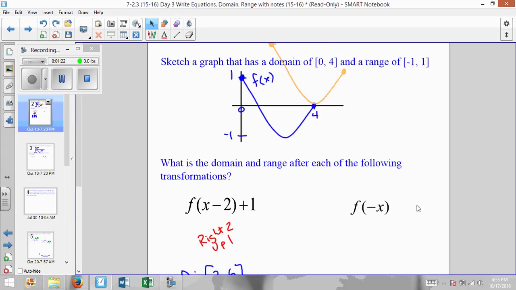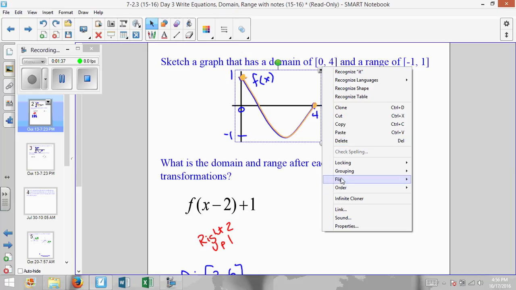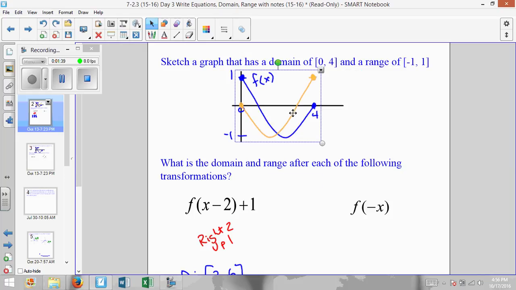So f of -x. So this is a horizontal flip, which actually means, let's reset it here, I'm going to flip it over the y-axis. So remember, it's always opposite of what you think it should be. So if I flip this, let's try this, flip it left and right. Here it is. It's flipping over the axis. So it's actually going to look like this because horizontally it changed.